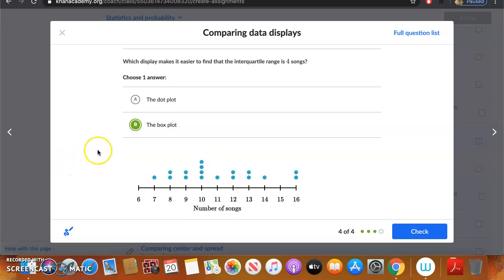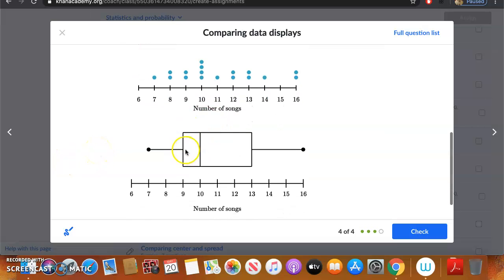By the way, interquartile range is the range from the first quartile to the third quartile. It's the range from the left side of the box to the right side of the box. That's called the interquartile range. So in this particular case, the interquartile range is from 9 to 13, or 4. Right? So the interquartile range here is 4.